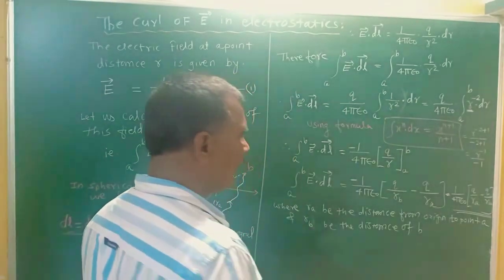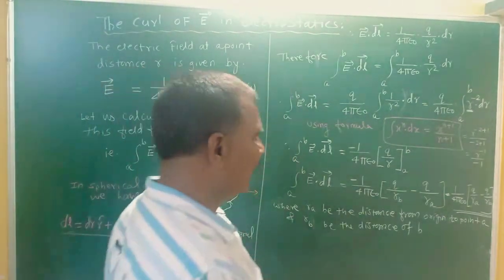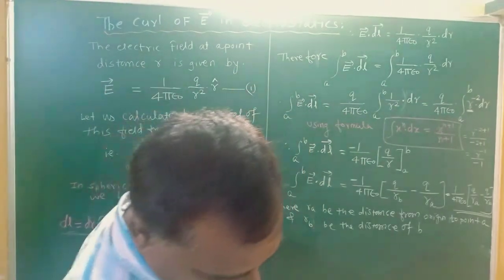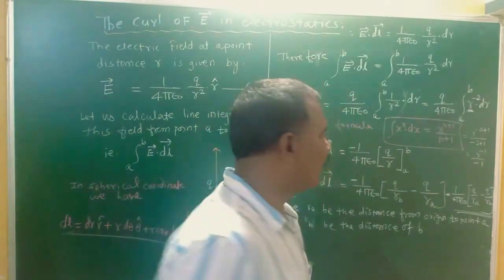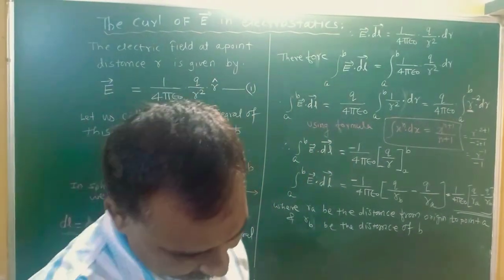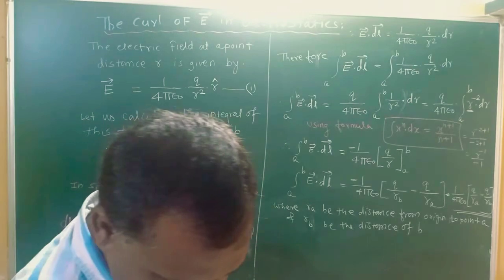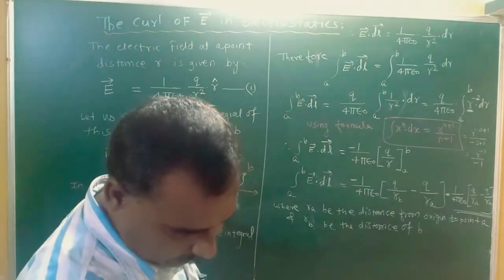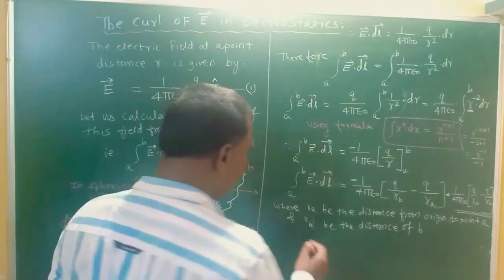Then we have to consider that RA is equal to what? RB. RA is equal to RB. We have to consider that the integral around the closed loop, the closed path, is evidently 0.